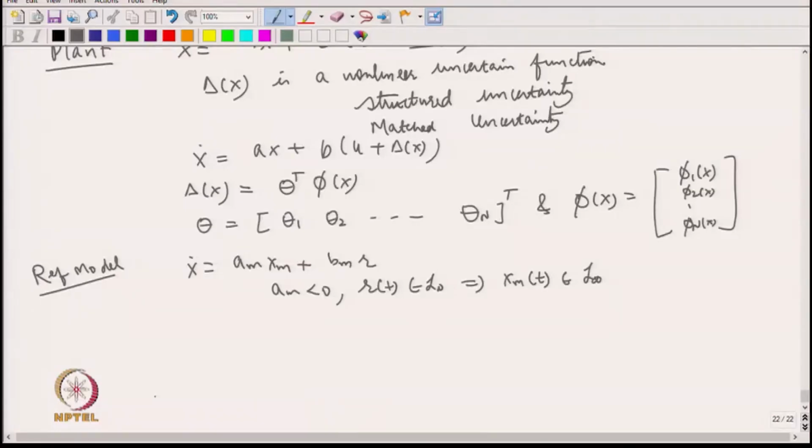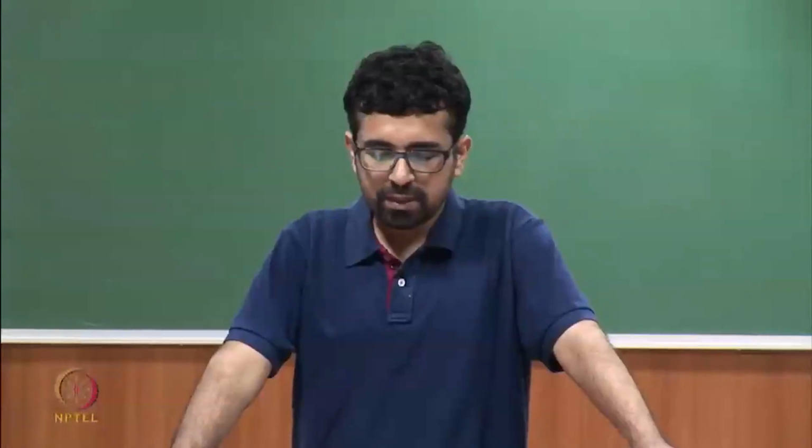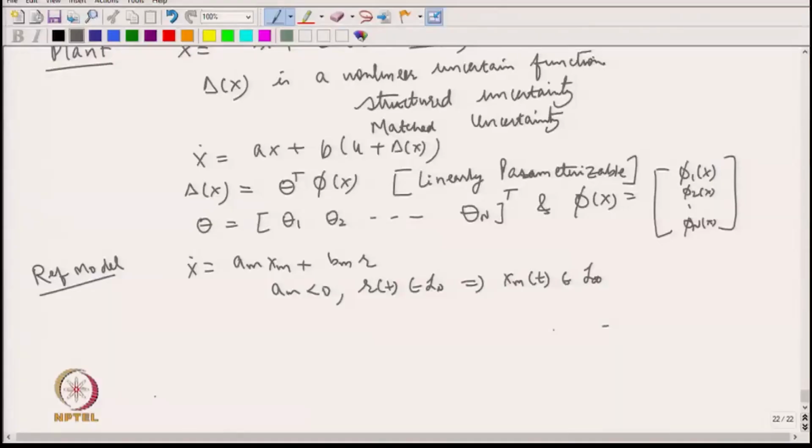I should write that this uncertainty is linearly parameterizable. And that is why it can be handled using an adaptive controller. Otherwise, we would have to use some other kind of controller. So, we will see how the fact that this uncertainty is linearly parameterizable helps us in our adaptive control design.